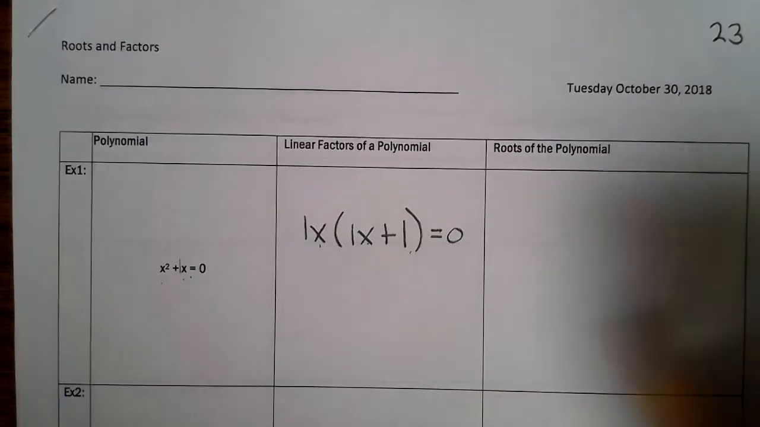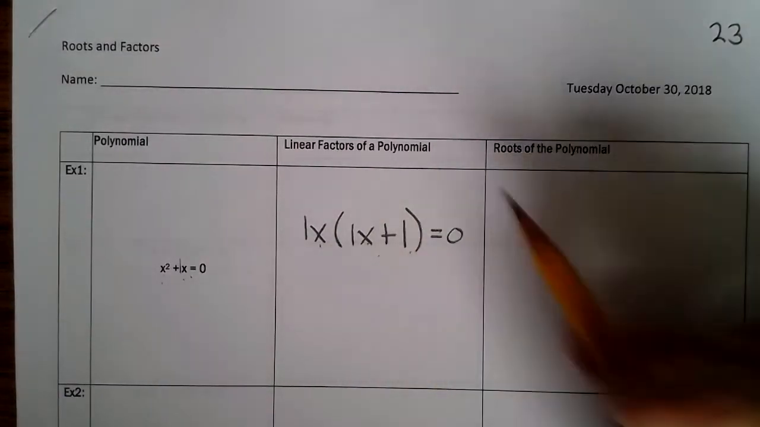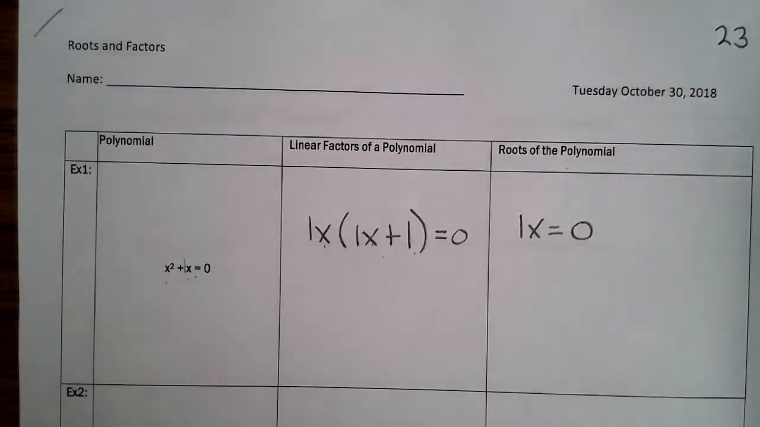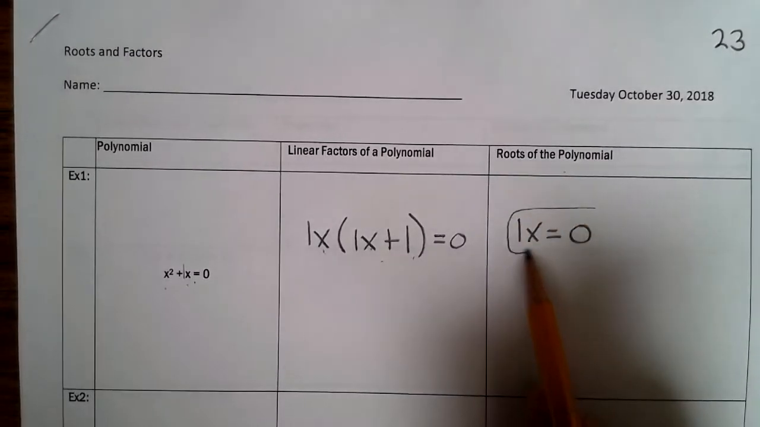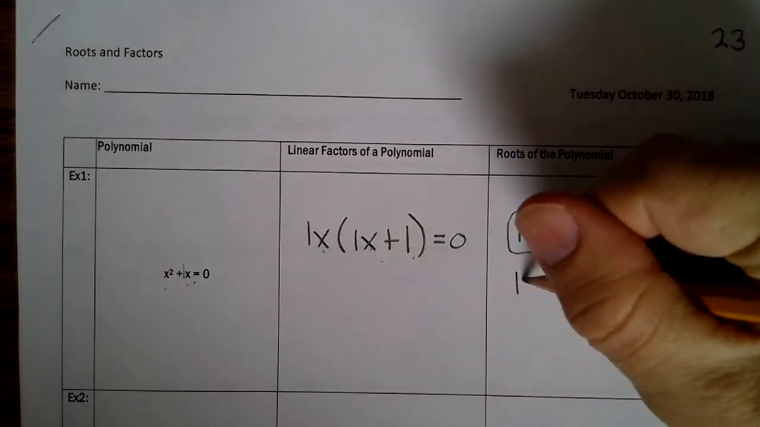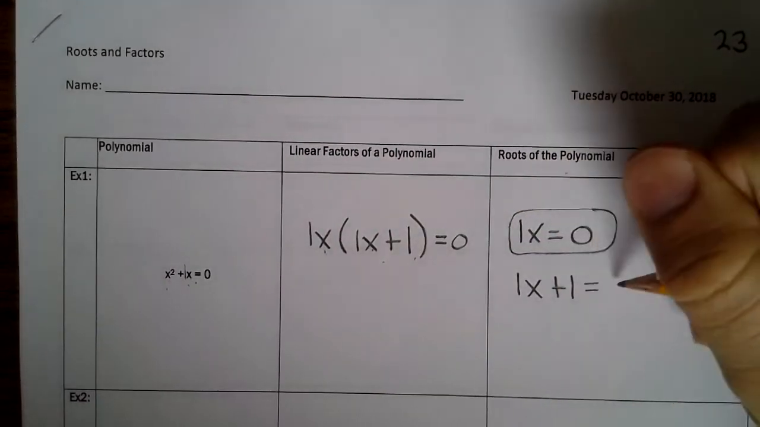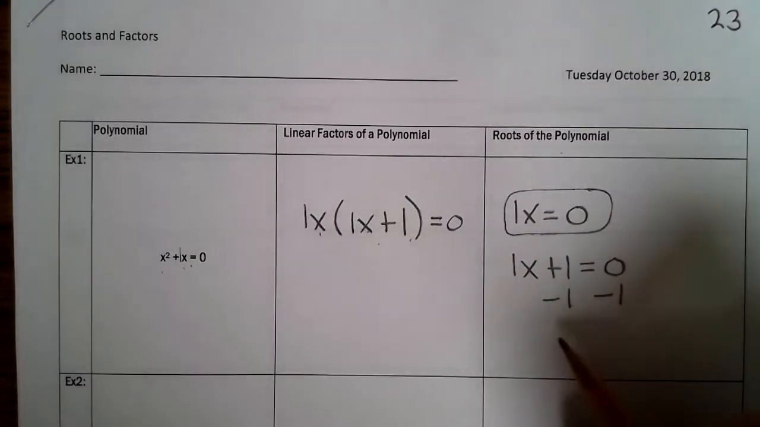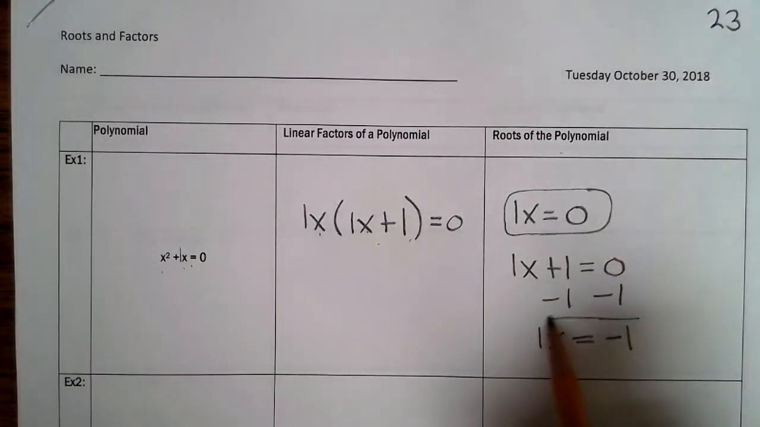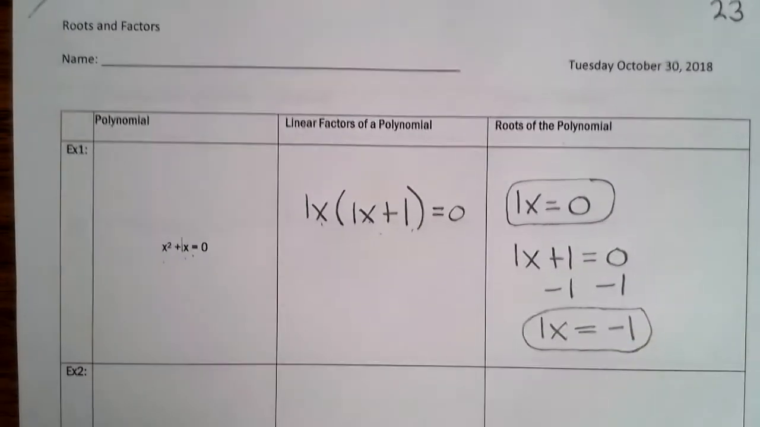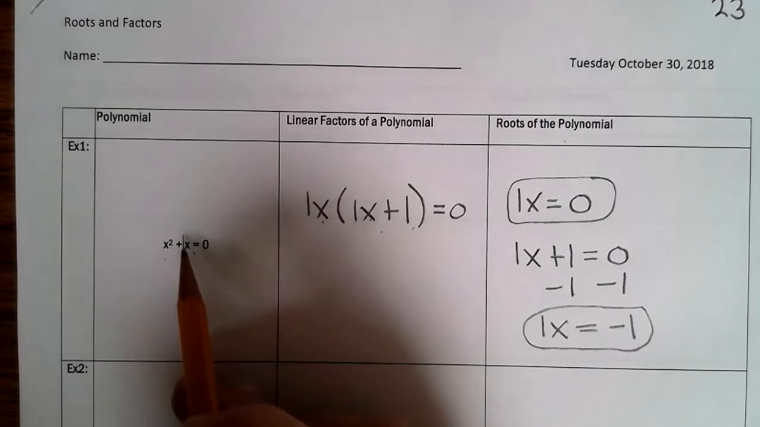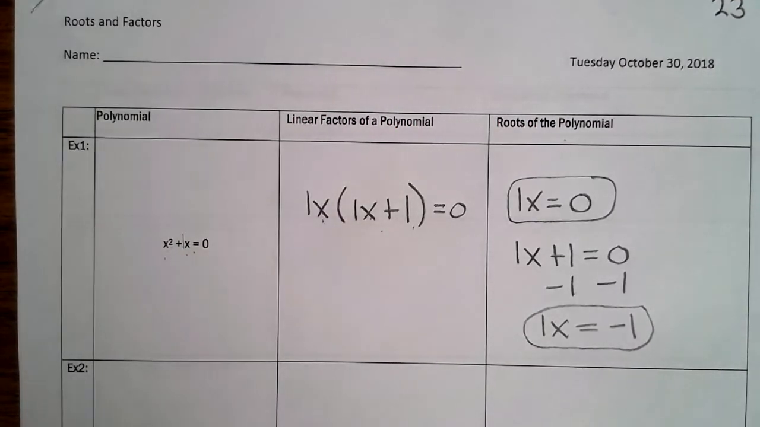Now, because it's equal to 0, you set each of these equal to 0 to find the roots. So 1x equal to 0, well, that's done. There's one root. And then 1x plus 1 equal to 0. So you subtract 1 from both sides. So 1x equals negative 1. Now, you have two roots because this is squared. If it was to the cubic power, you'd have 3 roots. To the 4th power, 4 roots. Okay? All right, let's take a look at example 2.